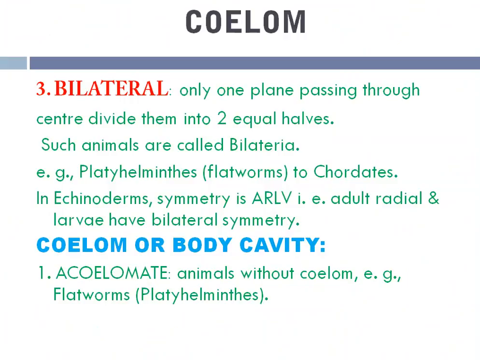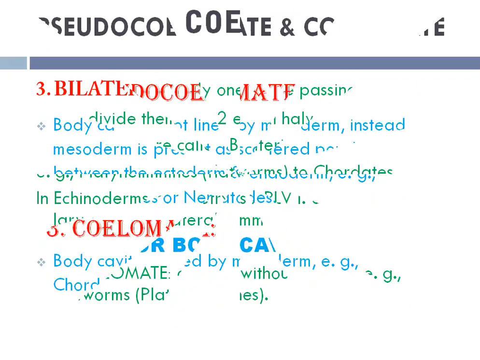But in echinoderms, symmetry is ARLV, that is adult radial, and larvae have bilateral symmetry. Next one is coelom or body cavity. On the basis of coelom or body cavity, animals are three types. First one is acoelomate animals. Animals without coelom. Example, flatworms or platyhelminths.